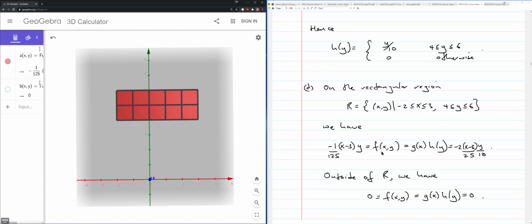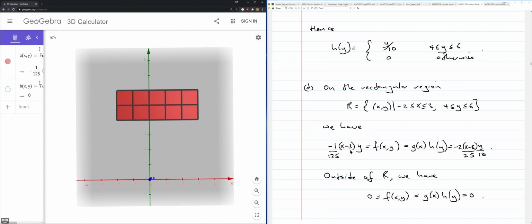Does this hold? Is f of x y equal to g of x times h of y? Yes, it holds. When you multiply the g of x times the h of y, the 2 cancels with the 10, so you get 125 on the bottom. Everything else is the same: I have x minus 3 times y over here and x minus 3 times y over here. So on the rectangular region, I do have this equality.